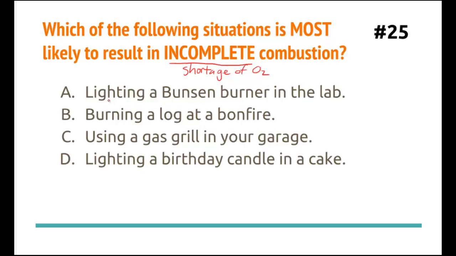Well, in the Bunsen burner in the lab, obviously there's lots of oxygen around because we're all feeling perfectly fine and not lightheaded, hopefully. Burning a log in a bonfire, say in the summertime, well, heck, it's nice outside, there's lots of air around, there's going to be lots of oxygen around. And even lighting a birthday candle on a cake, that's not even burning very much, but even there, you're in an open room with people, there's plenty of oxygen around. Using a gas grill in your garage is a very bad idea because it's likely to eventually turn into incomplete combustion, if not burn down your whole house. Why?